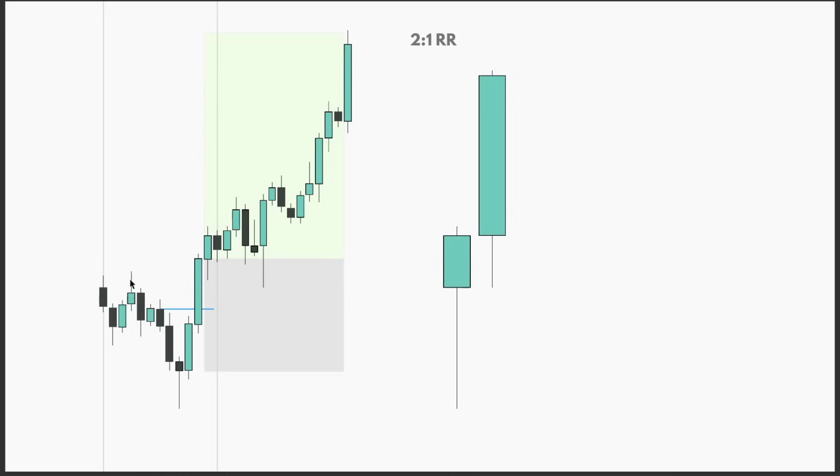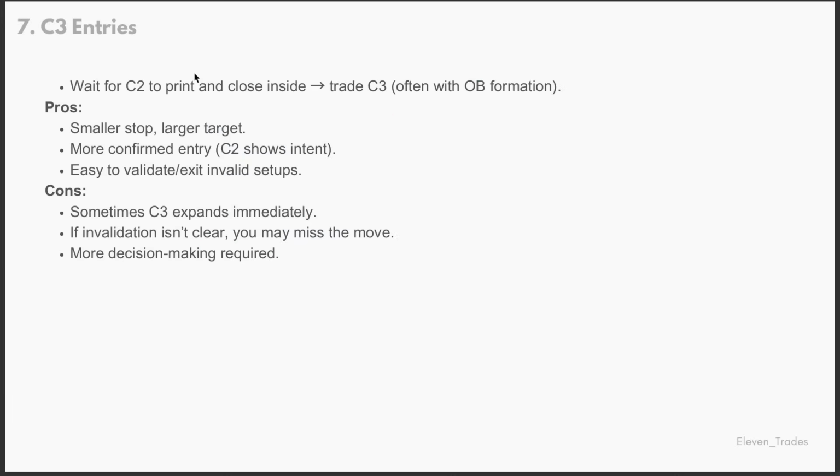When you are letting the candle 2 print, it confirms the idea of the swing point and you can simply trade the candle 3 expansion higher. Now the candle 3 entries, that is occurring when you let the candle 2 print on the higher time frame and then trade the candle 3 within that order block formation on lower time frame.